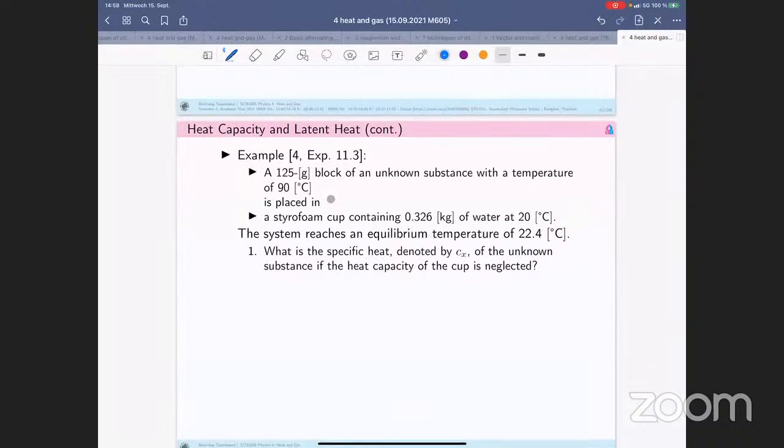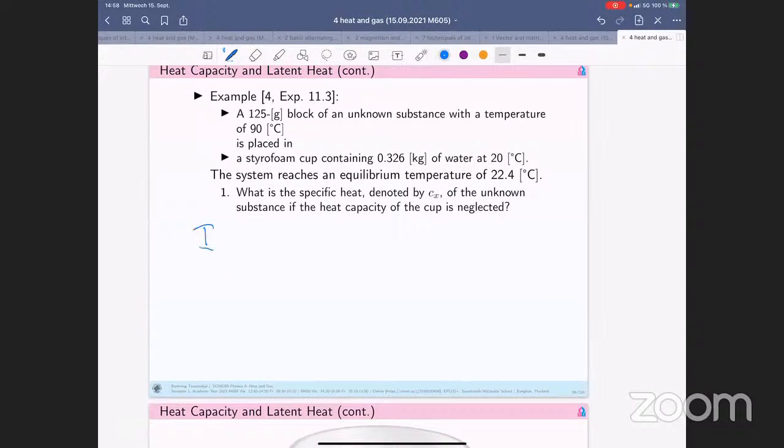We have a block of an unknown substance with a temperature of 90 degrees. It's quite hot at the beginning. It's placed in a styrofoam cup containing 0.326 kilogram of water at 20 degrees of Celsius. The system reaches an equilibrium temperature of 22.4. Yeah, we have two stages, right?